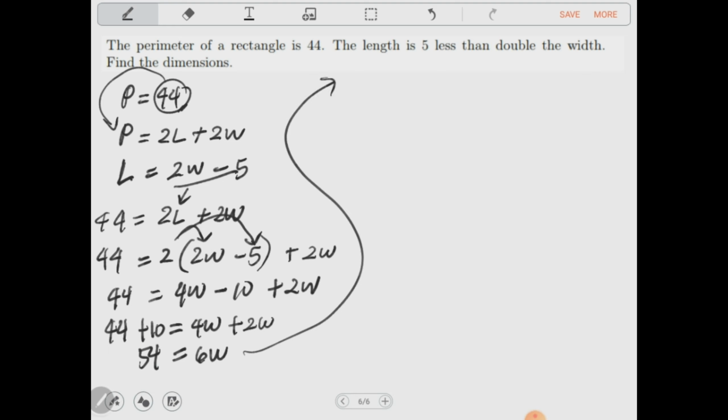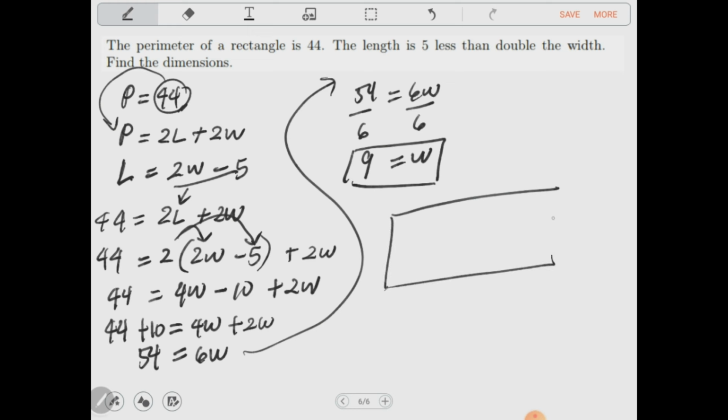Okay. Then look for the value of W, which is width. So we have 54 equals 6W. To get that, you have to divide both sides by 6. So you have W is equals to 9. So that would be the value of our width. To find the dimension of a rectangle, this width is equals to 9.